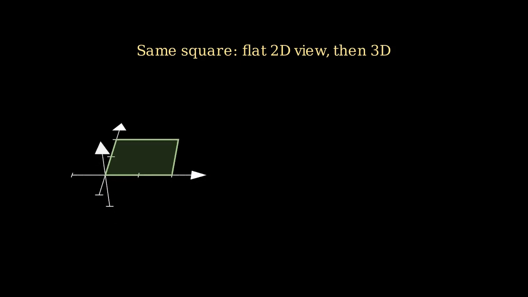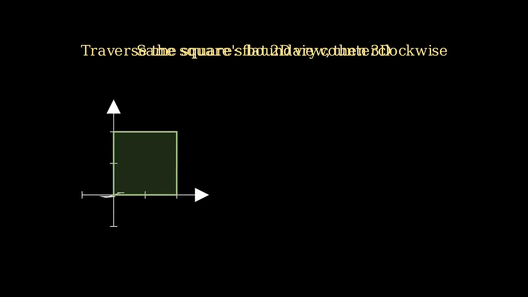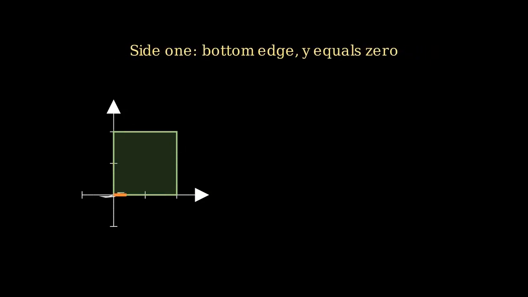Now watch it lift into a three-dimensional view, the same square held flat at height 0, so we can see it as a flat sheet inside xyz space. We will go around the boundary of this square counterclockwise one side at a time and add up the line integral on each side. First side, from the point (0, 0) to the point (1, 0).